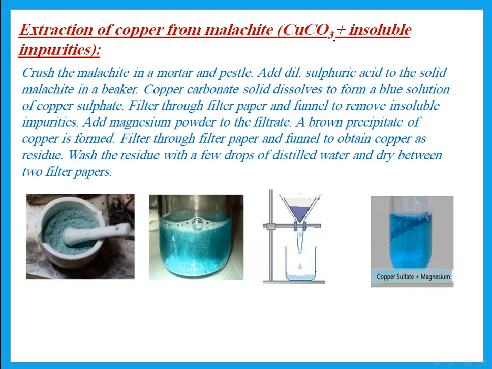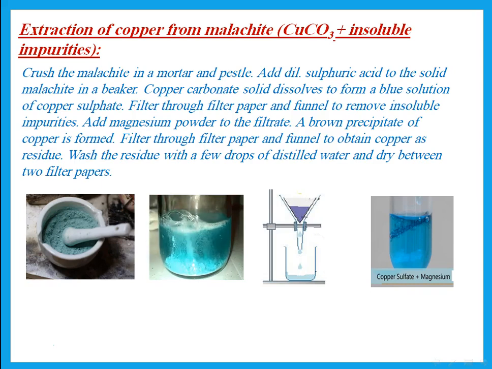Remember that any carbonate with acid will form a salt plus carbon dioxide. So the carbonate reacts with the sulfuric acid, it dissolves to form a blue solution of copper sulfate. Any impurities will remain in the beaker. So he's saying we had copper carbonate plus impurities. So now we want to get rid of anything that we don't want. We filter through filter paper and funnel to remove the insoluble impurities. Now we have a solution of copper sulfate. Now what do we do in order to get copper?